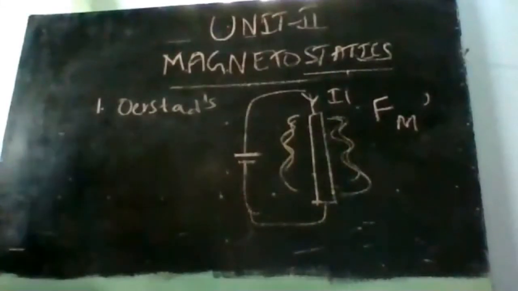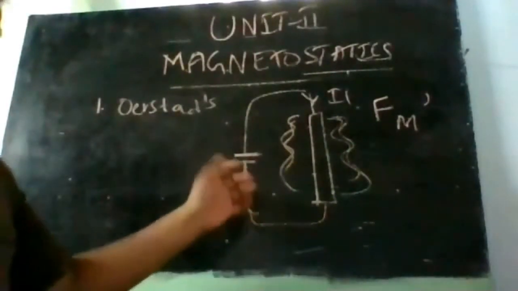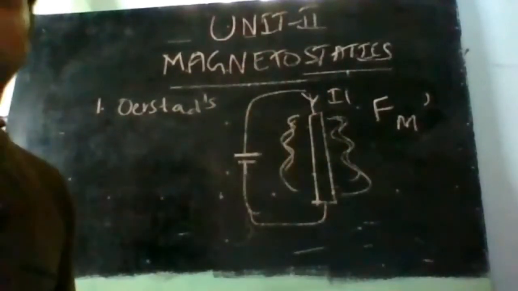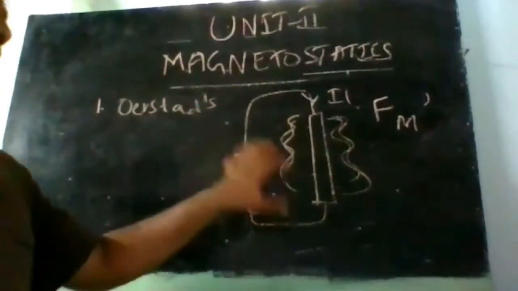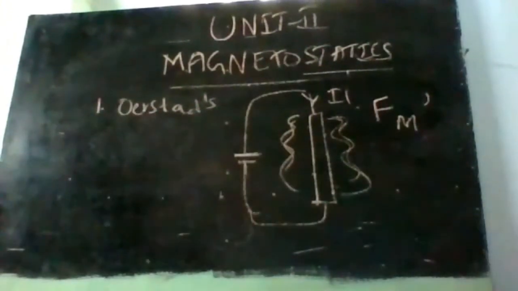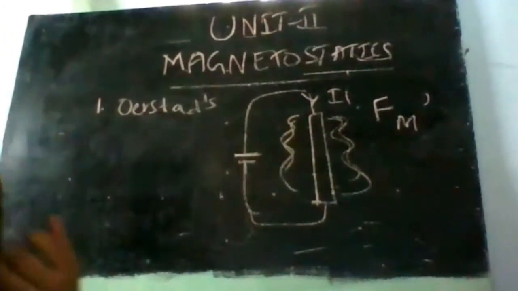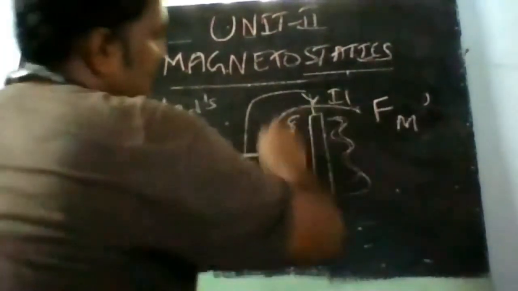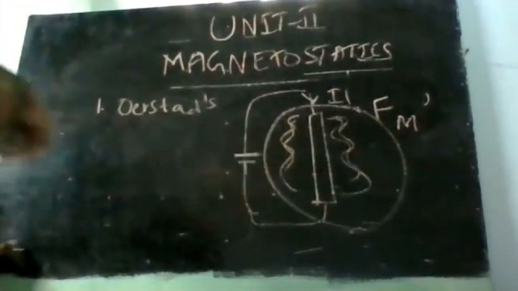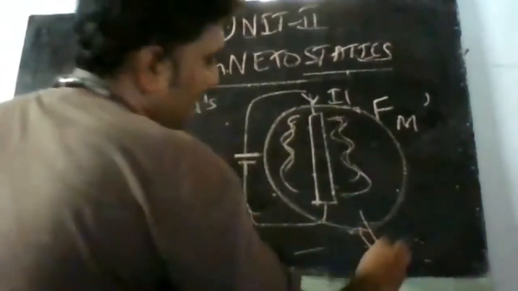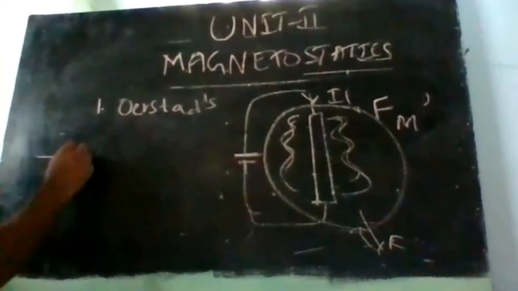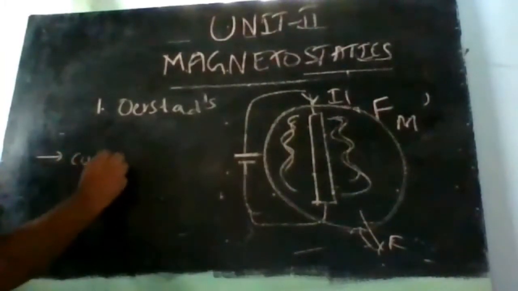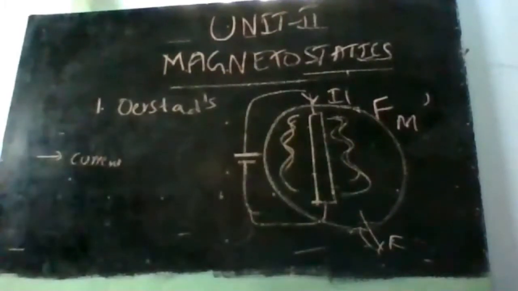In Ørsted's experiment, he passed a current through a conductor and observed that the conductor acts as a magnet. It is attracting magnetic materials around it. There is some region where the magnetic force is felt, and this region is called the magnetic field. So he stated that whenever current is passed through a conductor, a magnetic field is produced.